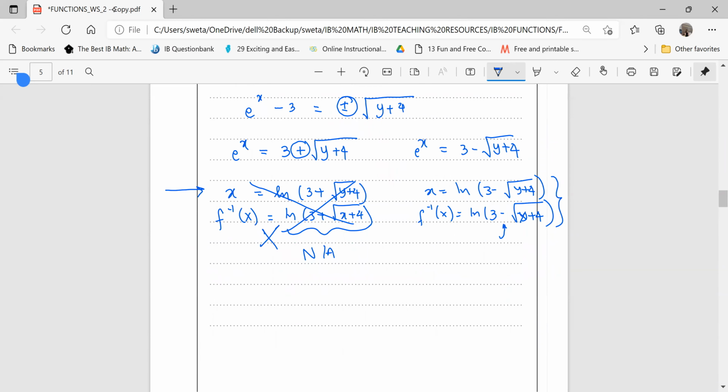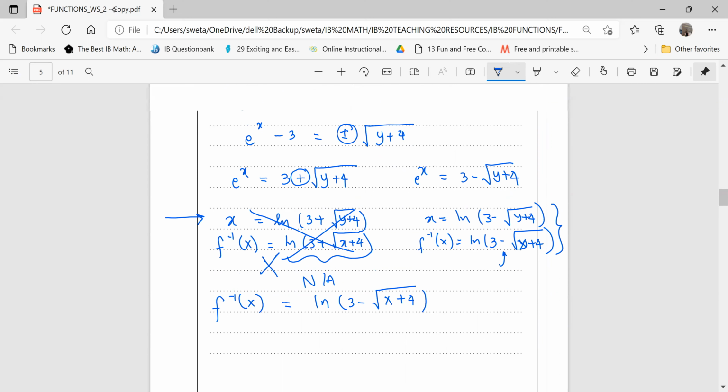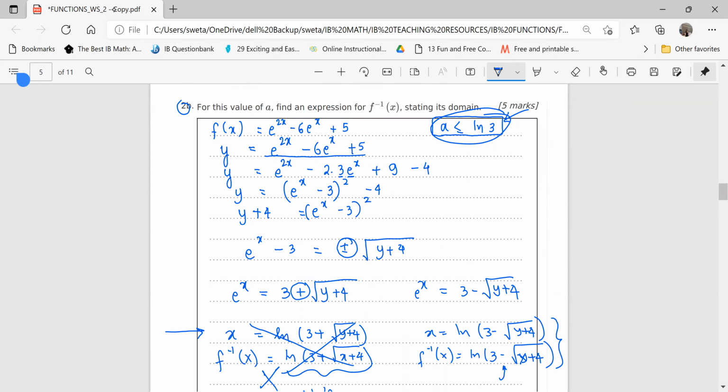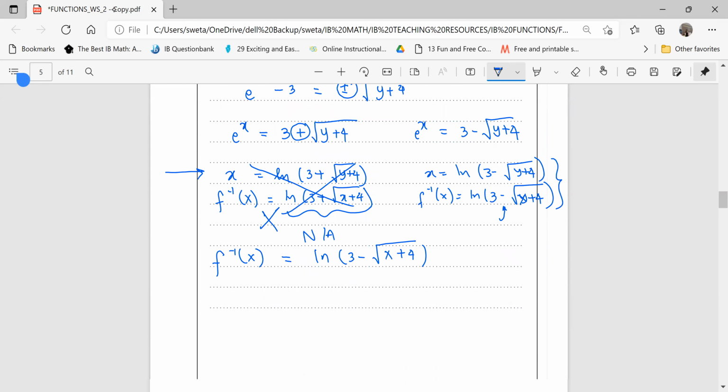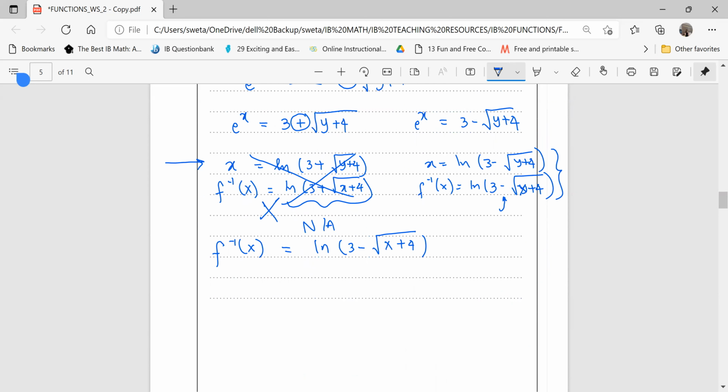f inverse x is equal to ln(3 minus the square root of x plus 4). And the range, as we know, is less than or equal to ln 3. But we are now also asked to state the domain of this function. So what will be the domain of this? We have to take values of x in such a way that 3 minus the square root of x plus 4 should not become negative, because ln doesn't exist for negative numbers.